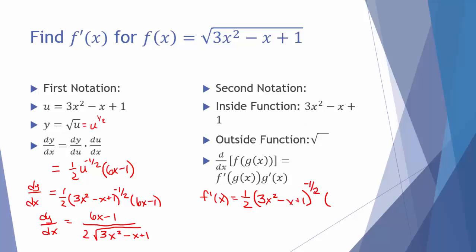So the derivative of your inside function is, again, 6x minus 1. And if you notice, I can simplify this again, but it's the exact same thing I got using the first notation. And it really doesn't matter to me which of the two notations you use or which you prefer. I believe you are more likely to see the second notation when you look at your book or when you look at solutions manuals.